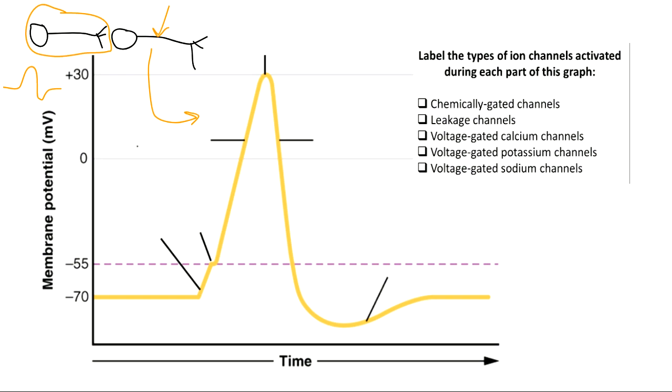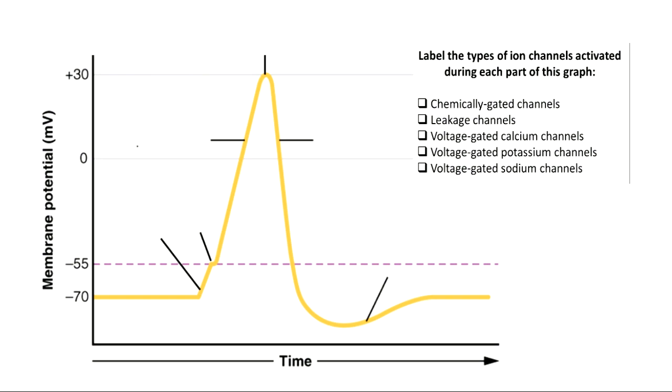All right, so first we labeled the stages: depolarization, repolarization, threshold, all that good stuff. Now what we're labeling on our graph here is the types of channels that are involved. And so we've said a lot of these multiple times. We're going to work together to label them here on our graph.